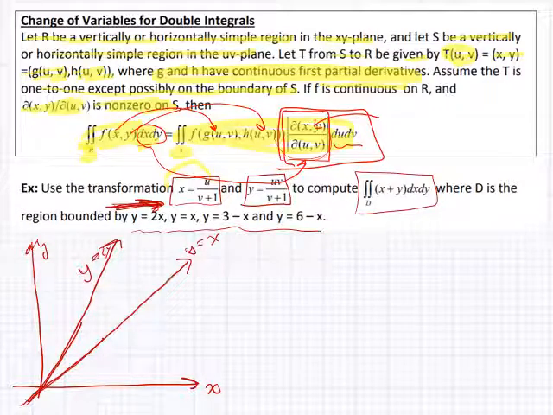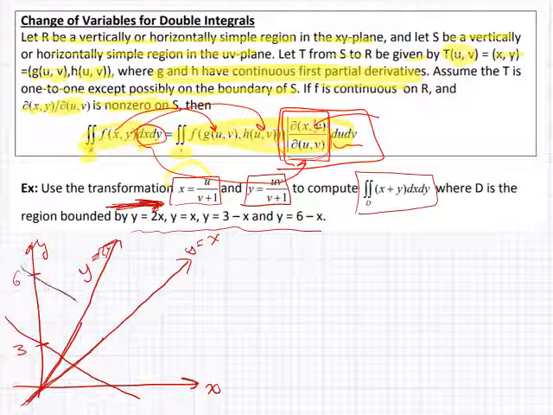Then we have y equals 3 minus x, so it has a y-intercept of, say, 3, and has a negative slope, so let's go down this way. And then the other one is 6 minus x, so it has a y-intercept of 6, and it also has a slope of negative 1, so it's parallel to the previous one, and we get this. And so this is the region D that we're talking about here.